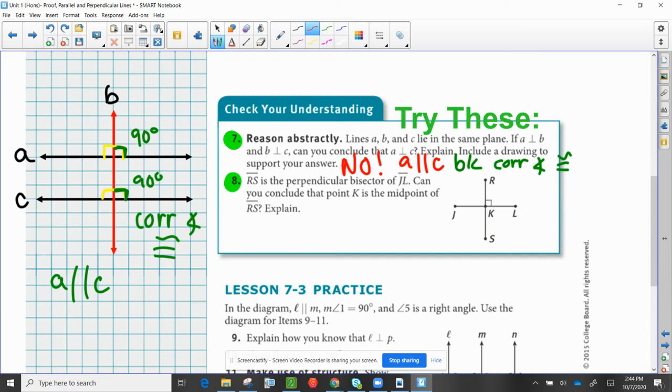So I'm just going to mark this up a little bit. So RS is a perpendicular, so you can see that little square there. And if it's a bisector, that means these two segments have to be congruent, JK and KL.